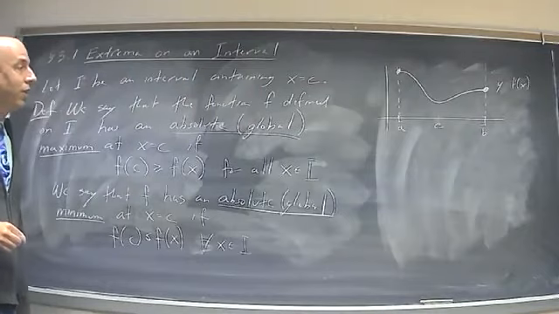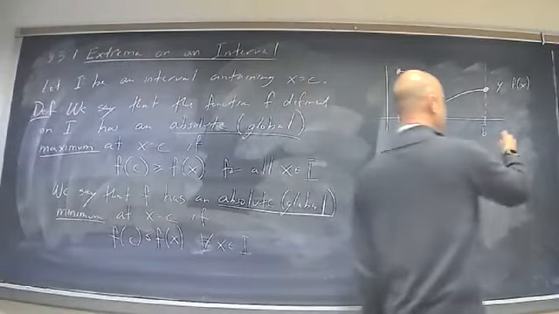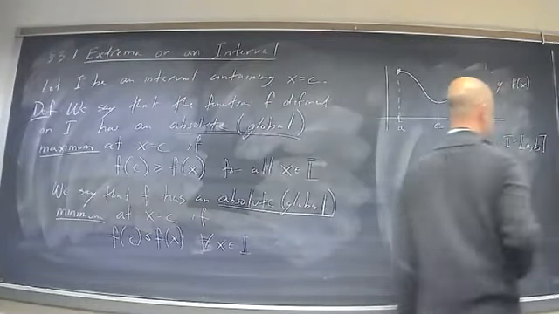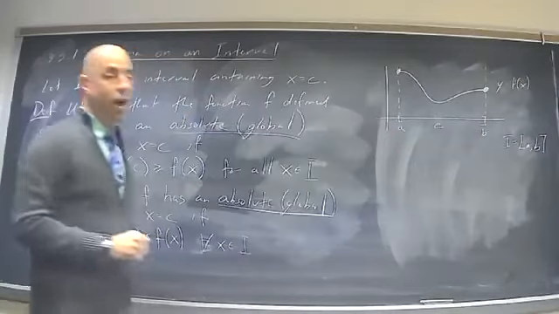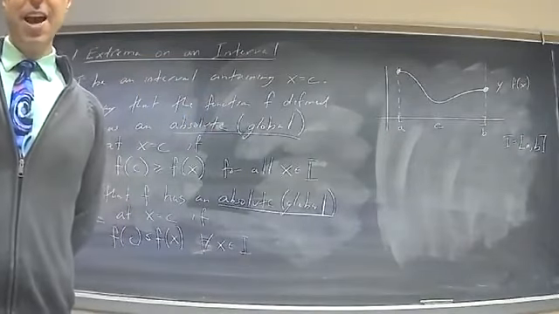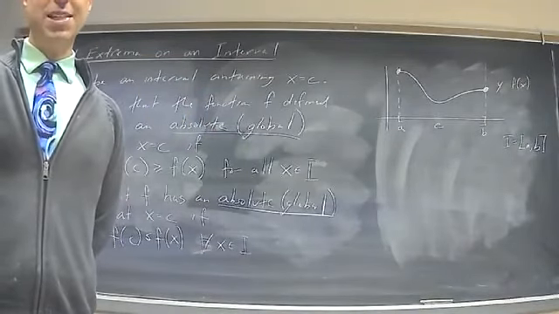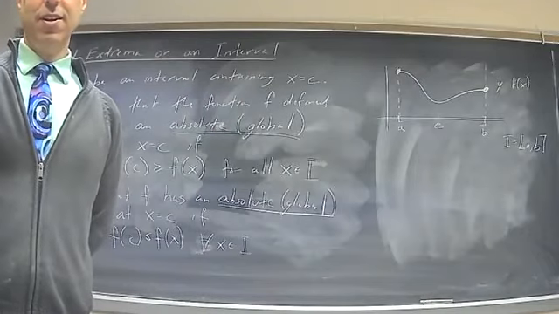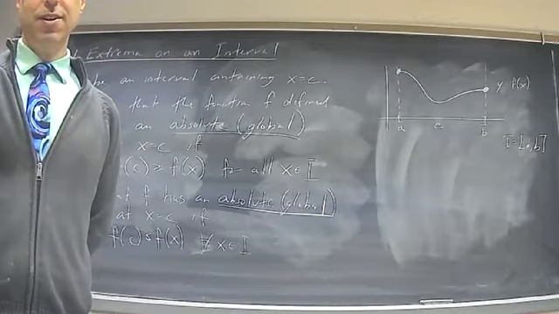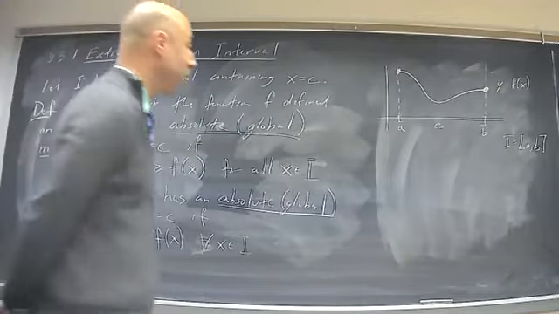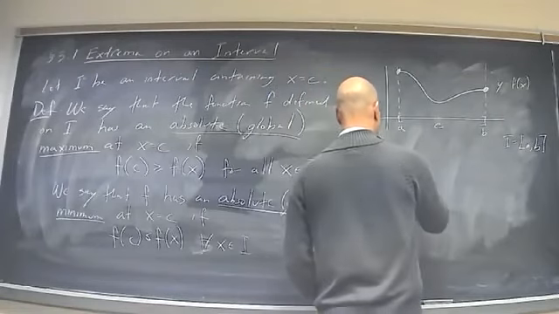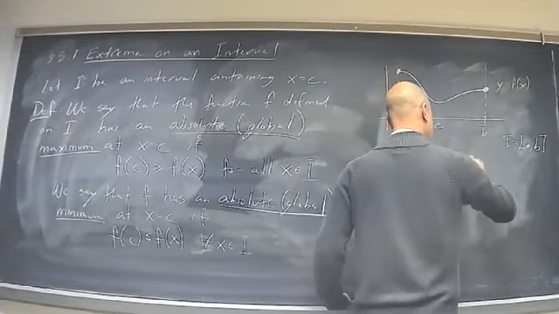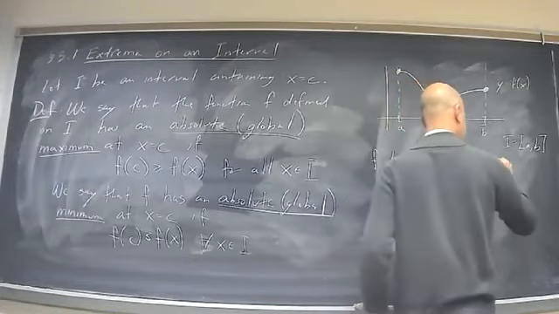So in this picture, where I is the interval AB, at what x value does f have an absolute maximum? Where is f the highest? A. Yeah, at x equals A. So f has an absolute maximum in our picture here.